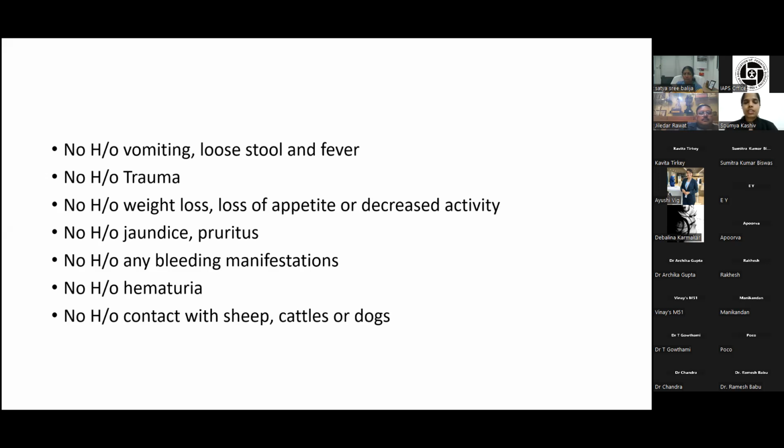No history of jaundice or pruritus. No history of any bleeding manifestation or hematuria. And there was no history of contact with sheep, cattle or dogs.